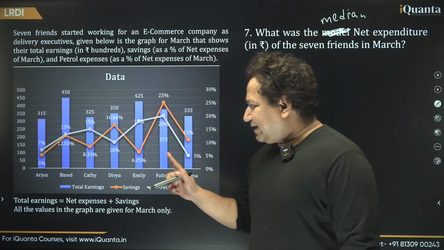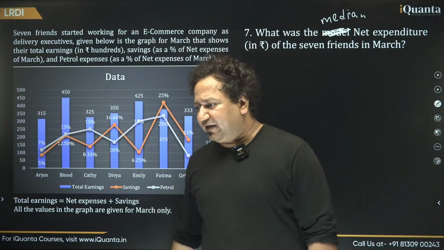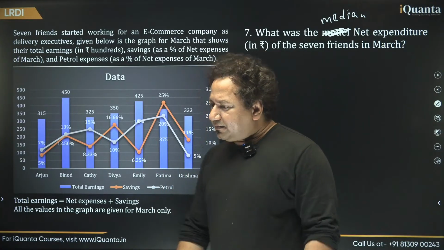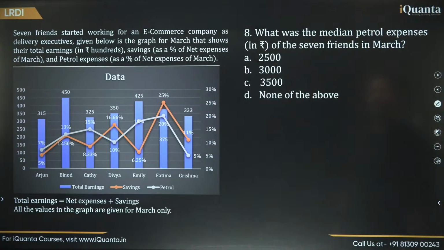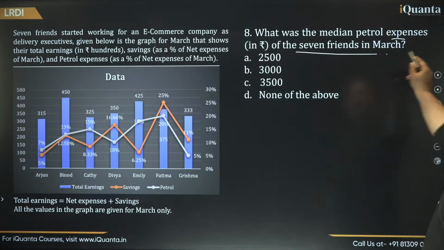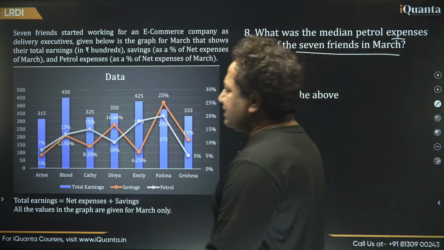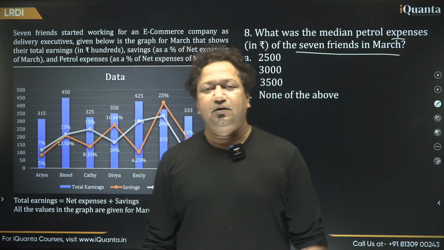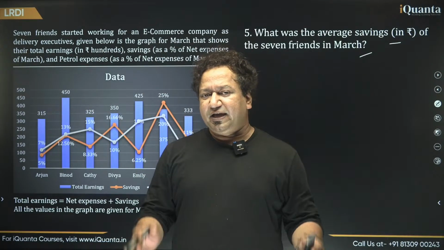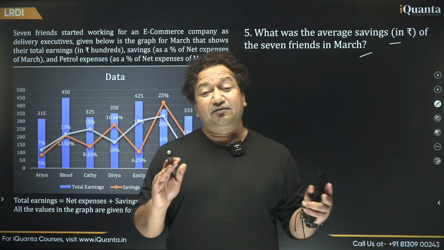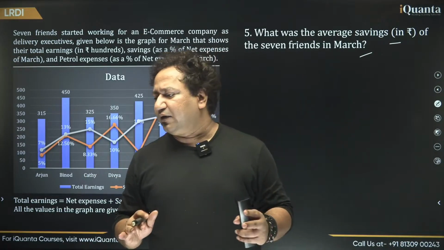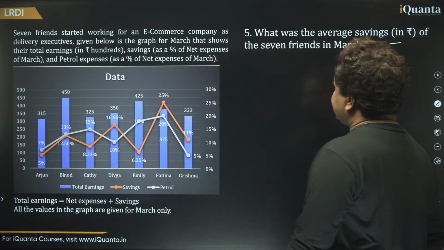In this case, there's 7 people, so the fourth value will be the median. Is that clear, everyone? After that, we have median petrol expenses. This median expenses in rupees for the 7 friends in March. Cool. That means we'll have calculated each and everything. So we have read the data, we have read the graph, we have read the questions. Now we know what exactly we have to find out. Tell me in the comments, is that clear?